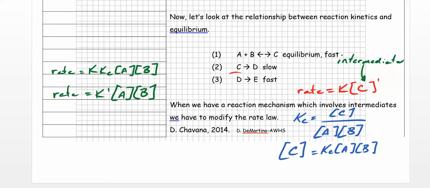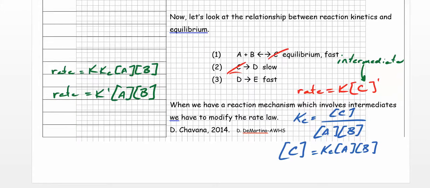But we've got a problem. And the problem is that C, which is in the rate law, doesn't show up in the end, and it's not there at the beginning. It's what we call an intermediate. C is an intermediate. When it doesn't show up at the beginning or the end, it shows up in the middle and then disappears, we call that an intermediate.